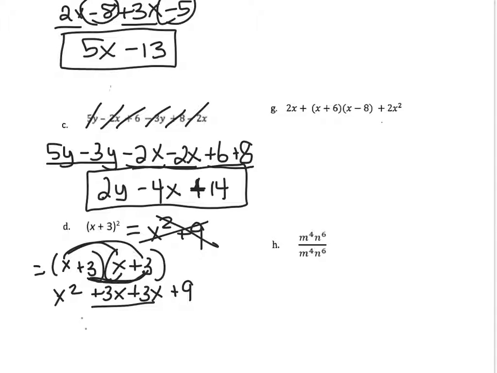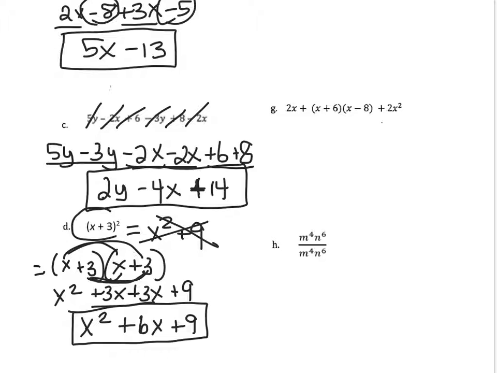Combining your like terms, in standard form, the answer is x squared, 3x plus 3x gives you 6x, plus 9. Final answer is x squared plus 6x plus 9. Very common mistake. So make sure if you see something like that, stretch it out. So once you see this, I think you'll remember you have to double distribute.